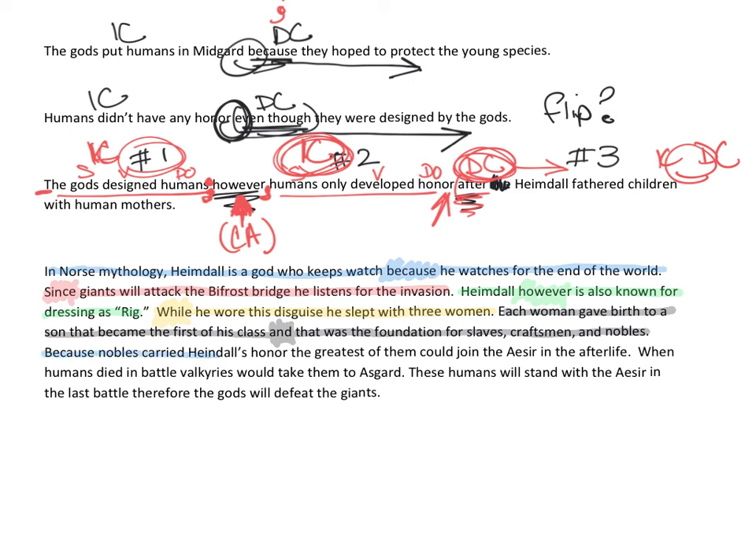Because nobles carried Heimdall's honor, the greatest of them could join the Aesir in the afterlife. When humans died in battle, Valkyries would take them to Asgard. These humans will stand with the Aesir in the last battle, therefore the gods will defeat the giants.